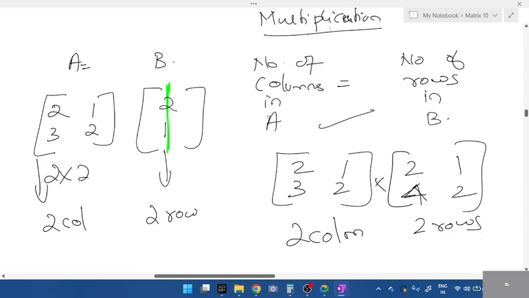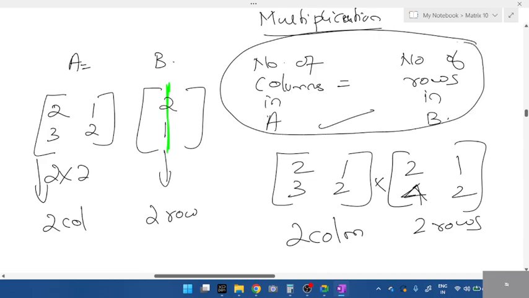First, make a note of this, right? Multiplication of matrix, and this is the main concept. Row should be equal to column. Remember, CR. The column of the first matrix should be equal to the row of the second matrix, CR.